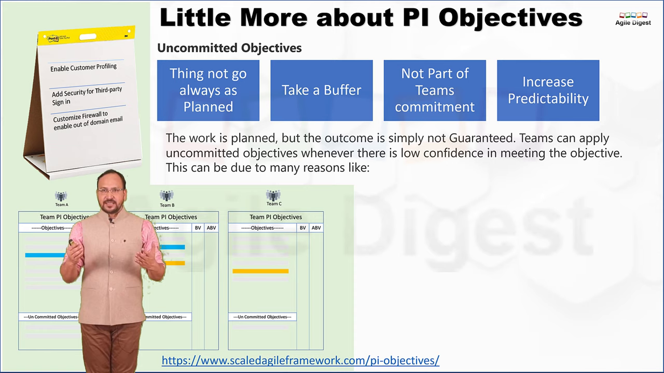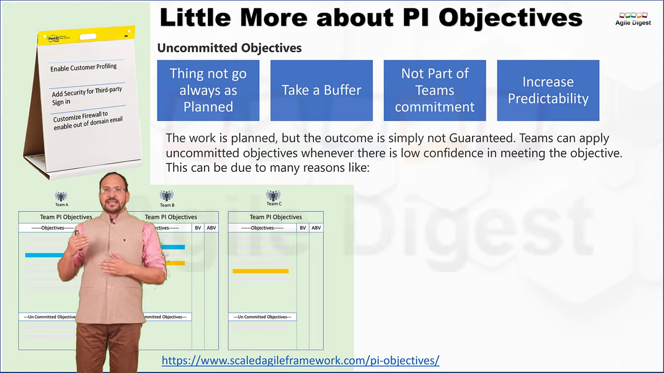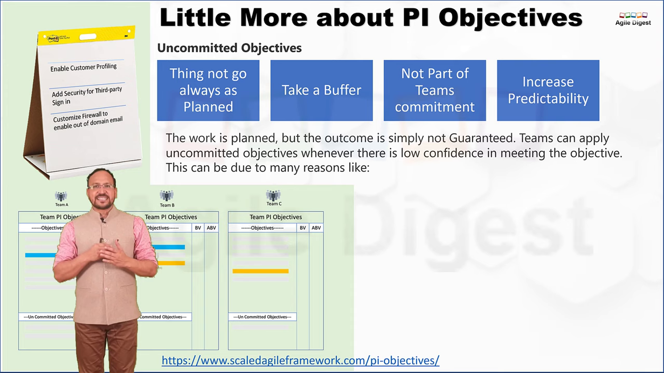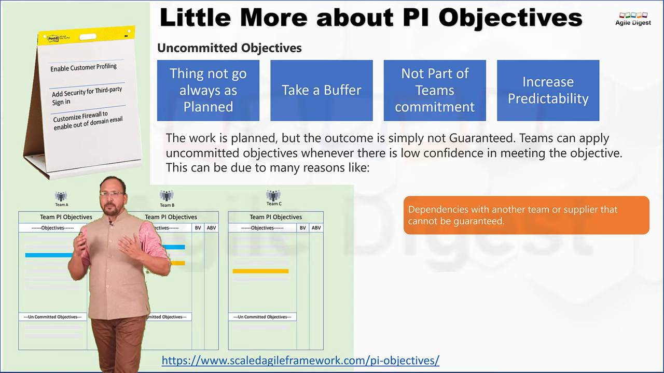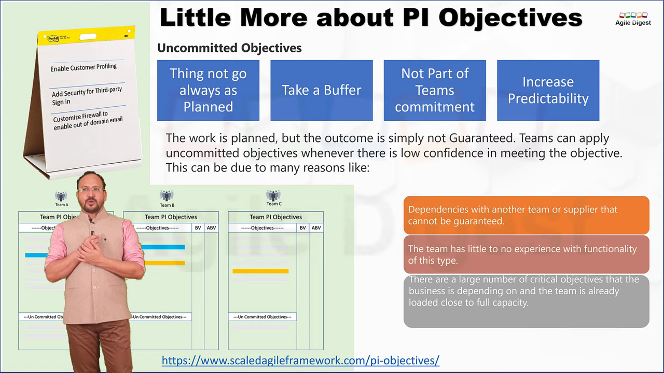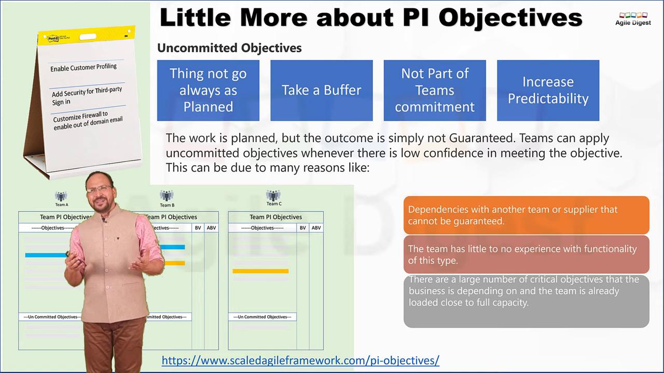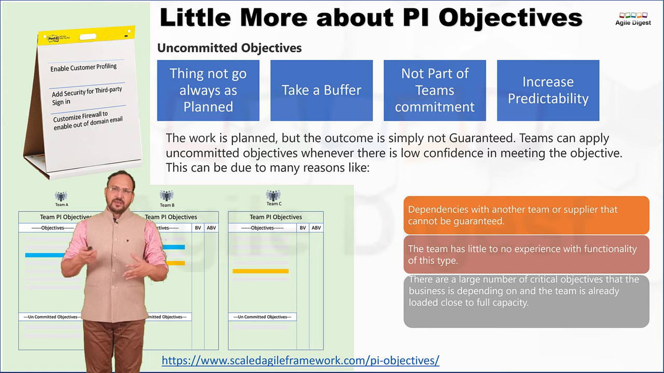So I am taking guarantee of my committed PI objectives, but I am not taking any guarantee for the uncommitted PI objectives. Teams can apply uncommitted objectives whenever there is low confidence in meeting the objectives. This can be due to many reasons, like dependencies on another team or supplier that cannot be guaranteed. Or the team has little to no experience with functionality of this type. Or there are a large number of critical objectives that the business depends on and the team is already loaded close to full capacity. In those situations, we still say, okay, we are not committing to it, but based on our capacity we'll try, and if we can achieve it, that will be a bonus for us.